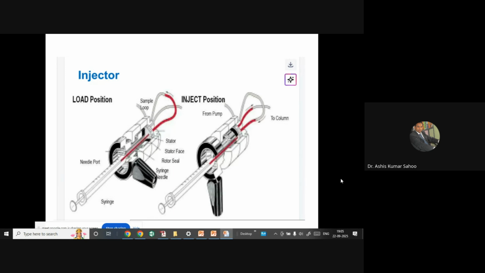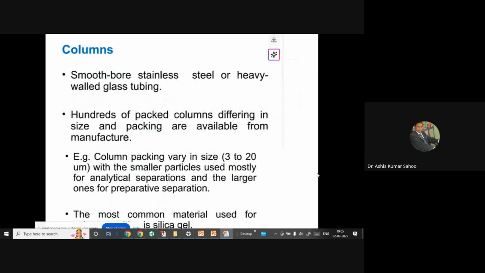So this is a very small size column and the passage is just very narrow. So what are the columns used in this case? Smooth bore stainless steel or heavy walled glass is used. Hundreds of columns differing in size and packing are available. Column packing varies in size. So these are the different types of columns.